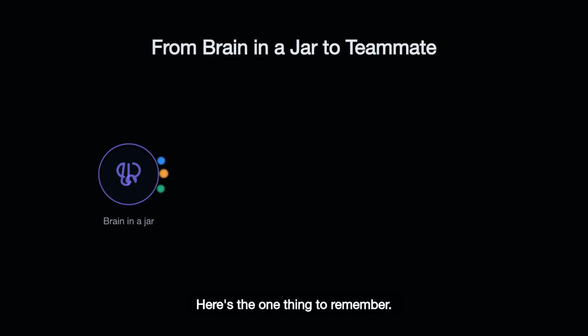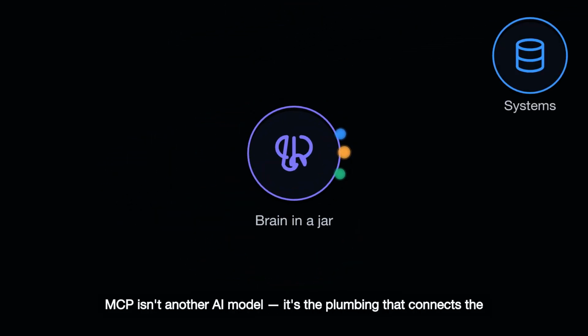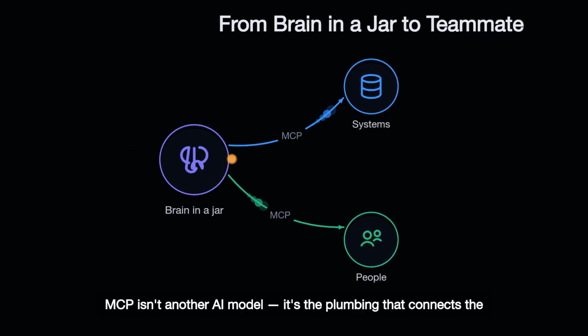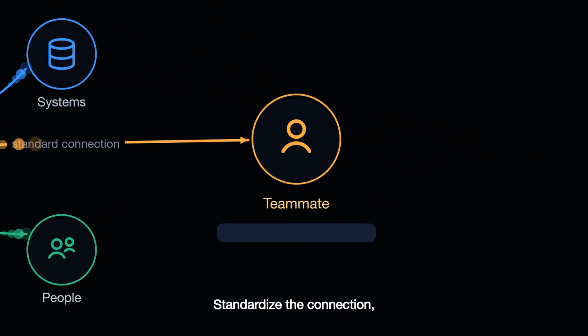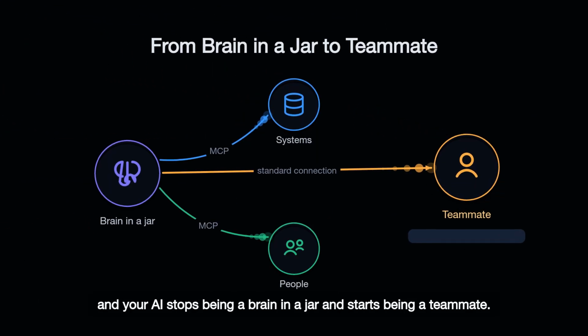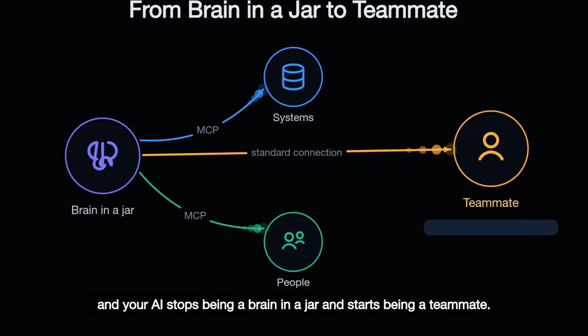Here's the one thing to remember. MCP isn't another AI model. It's the plumbing that connects the models you already have to the world they need to reach. Standardize the connection, and your AI stops being a brain in a jar and starts being a teammate.